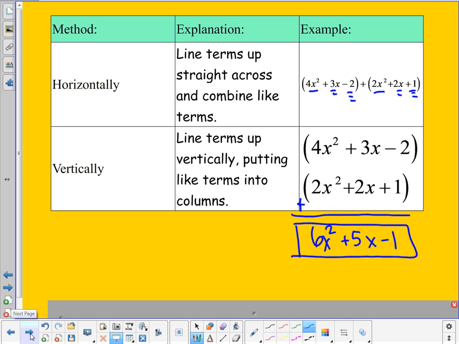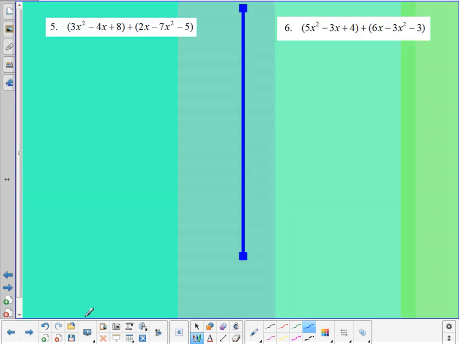Okay, so you can do it horizontally or vertically. Let's do a couple examples of looking at them vertically. If I take number 5, I have 3x squared minus 4x plus 8 in the first polynomial plus 2x minus 7x squared minus 5 in the second polynomial. So I'm going to take this one and put it underneath the one in front of it, but I need to line up my like terms. So I need to put this squared term underneath the square term. That's negative 7x squared there. Then I'm going to put the 2x under the x term and the constant under the constant.